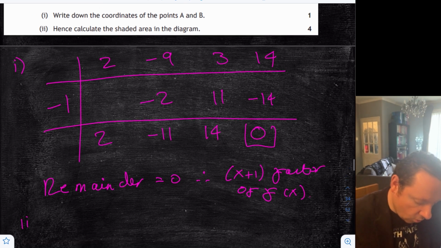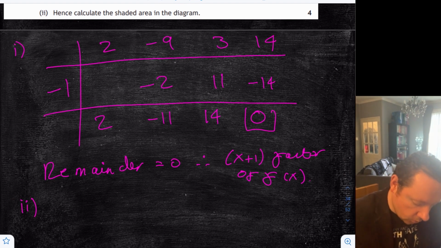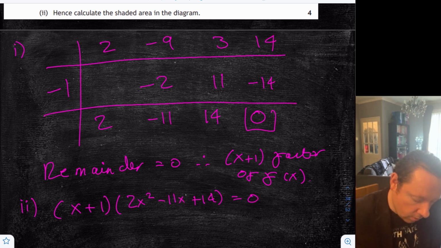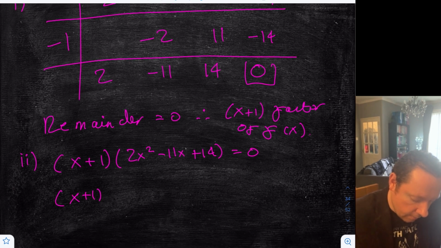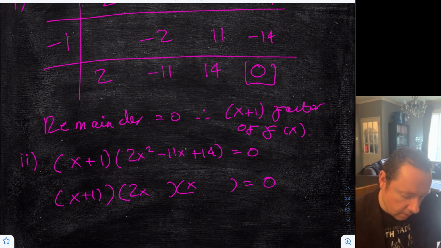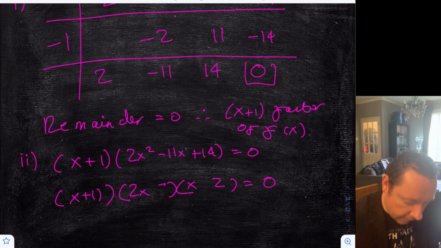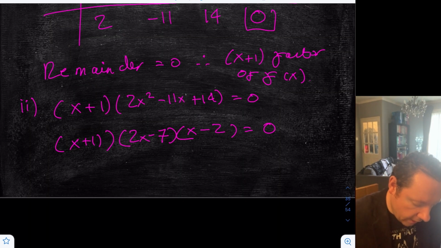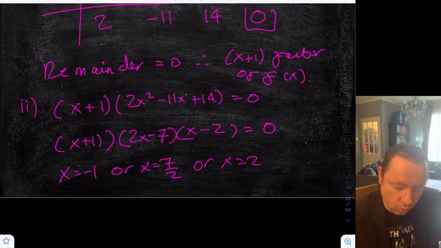Part 2 of this says to solve the equation then, well, we've now got x plus 1 is a factor, and we've got what's left over, 2x squared minus 11x plus 14, so that equals 0. We should be able to factorise this, hopefully. We've got double brackets, it must be 2x and x, 7 and 2 make 14, so minus 2 times 2 is 4, and then 7 equals 11, so minus 4 minus 7 is minus 11. So we've got x equals minus 1, or x equals 7 over 2, or x equals 2.